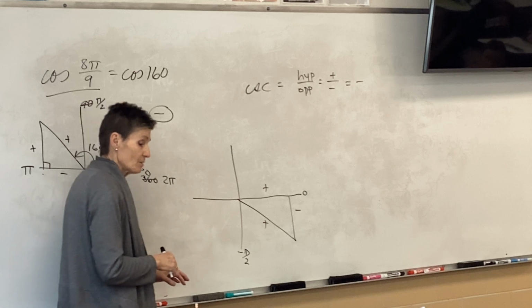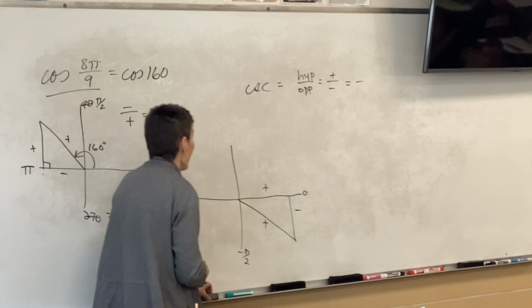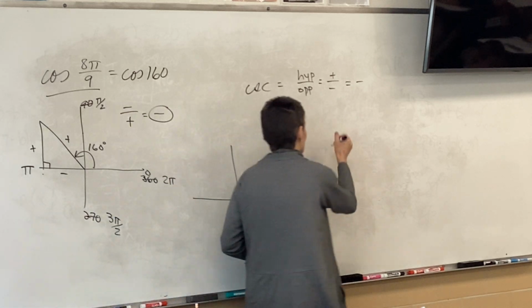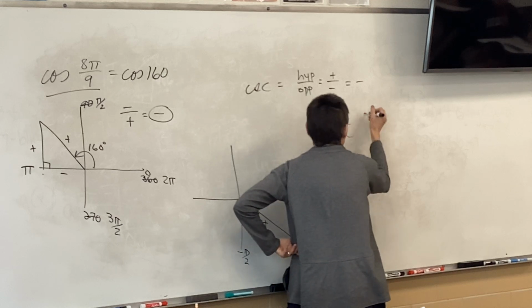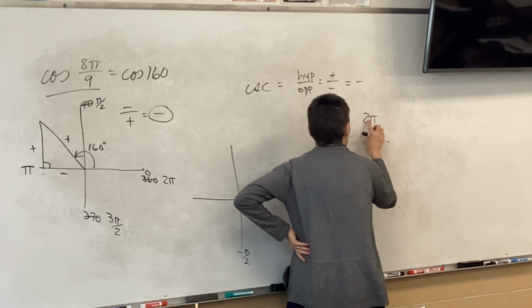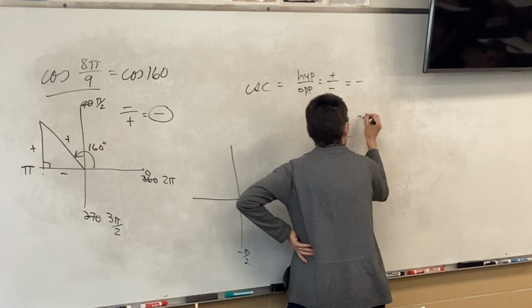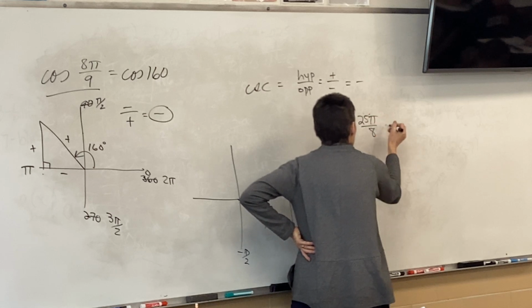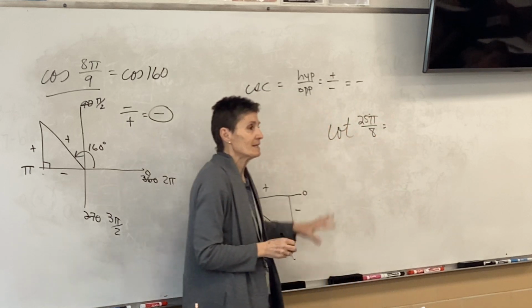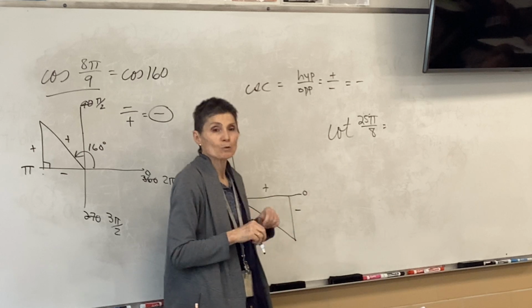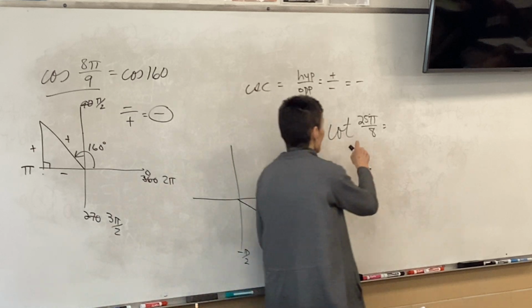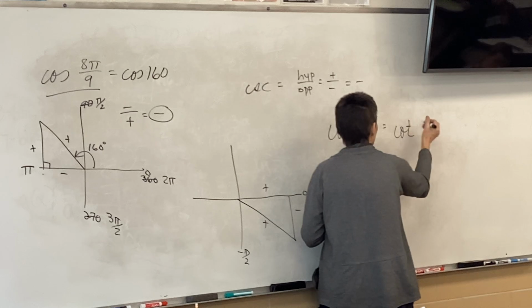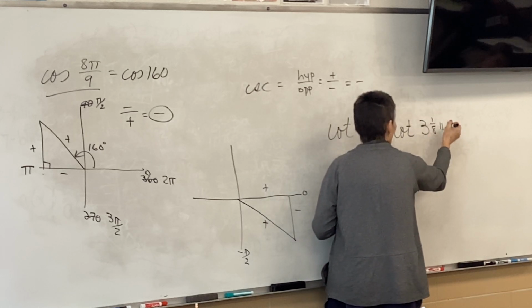25 pi over 8. Bigger than 1/2. Definitely. Wait, no, it's bigger than 2. Now with numbers like this, I like to change it into a mixed number. So that would be the cotangent of 3 1/8 pi.